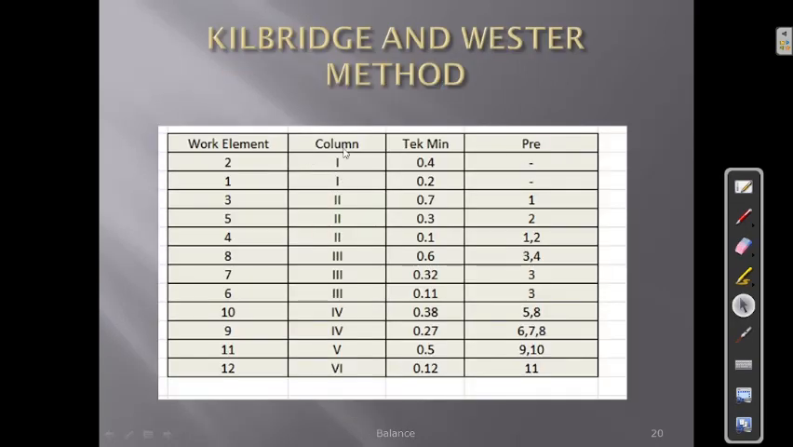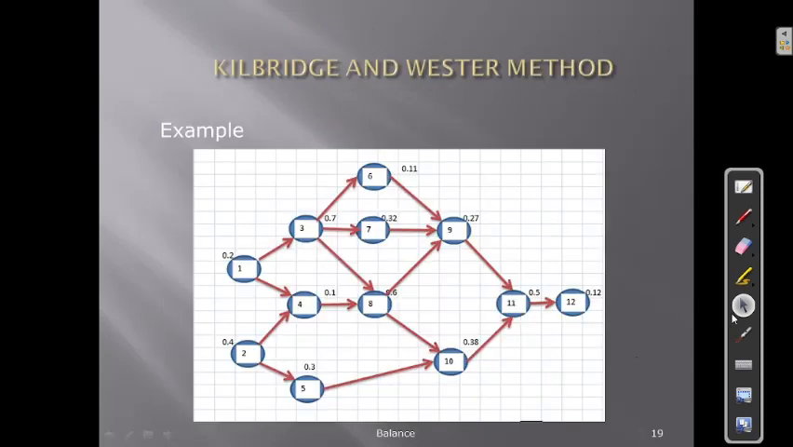See, in that first column, 0.4 minutes is the first, and the remaining work element is 0.2. Likewise, for column 3, what are all the work elements coming? 3, 5, and 4. We'll go for the precedence diagram behind. See, these 3, 4, and 5. This is the third column.